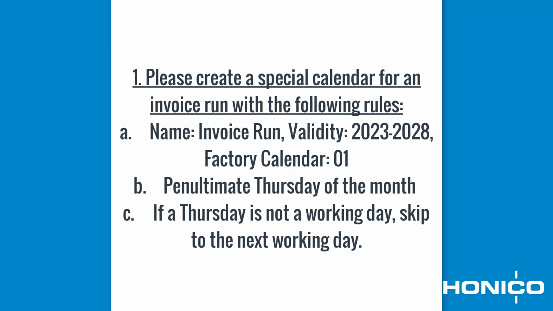1. Please create a special calendar for an invoice run with the following rules. A. Name: Invoice run, validity 2023 to 2028, factory calendar 01. B. Penultimate Thursday of the month. C. If a Thursday is not a working day, skip to the next working day.